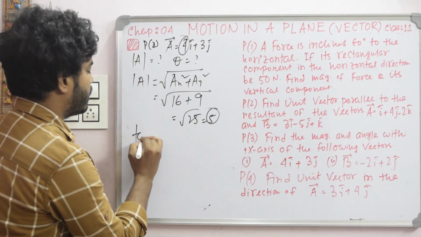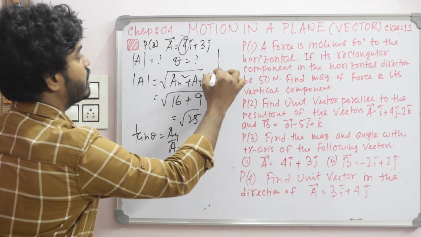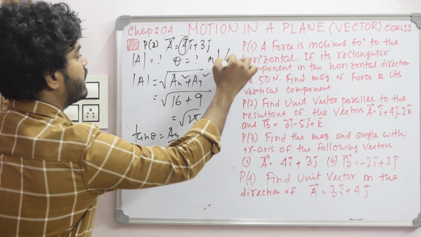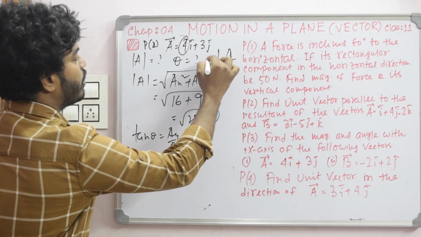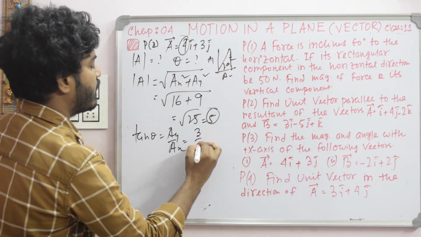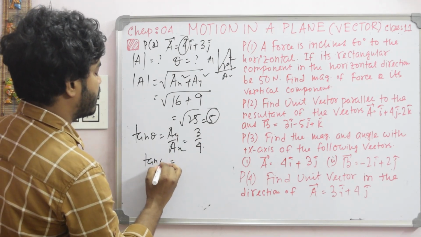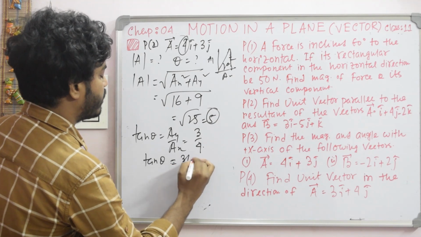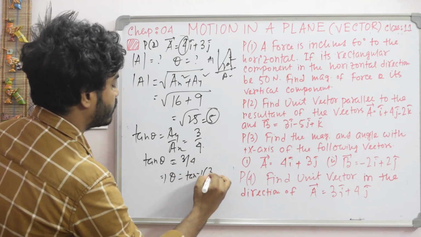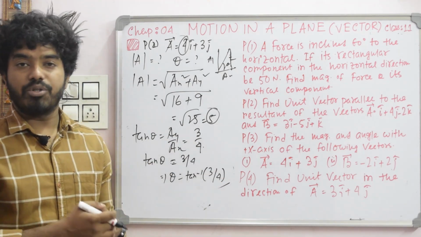You know the formula, tan theta is Ay by Ax. This is A vector, this is Ay, this is Ax, and this is theta. So tan theta is equal to Ay by Ax. Here Ay is 3 and Ax is 4. So tan theta is equal to 3 by 4. So theta is equal to tan inverse 3 by 4. Okay, so this is our problem 2.